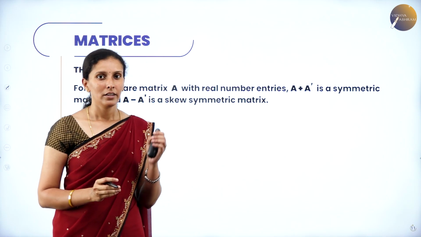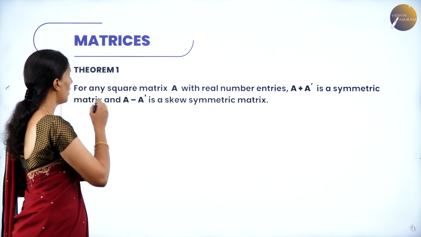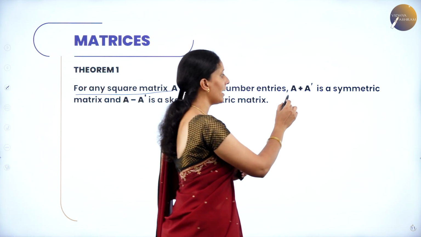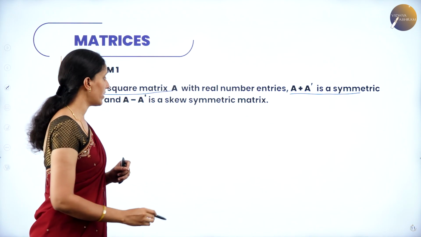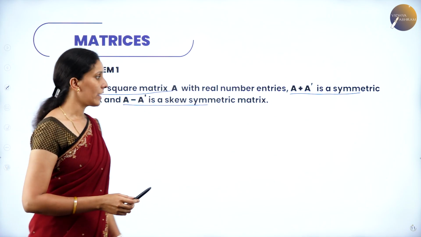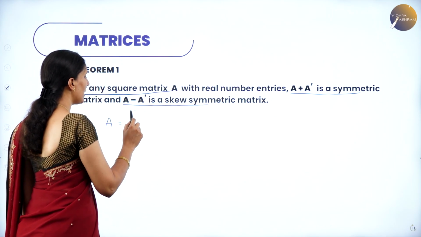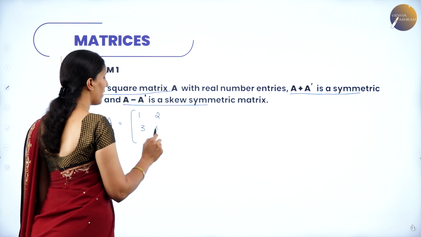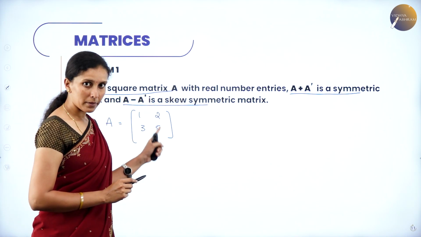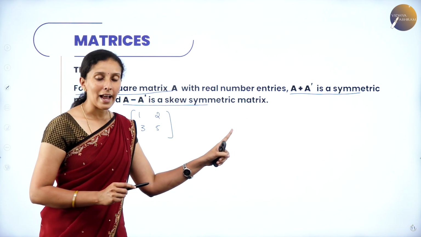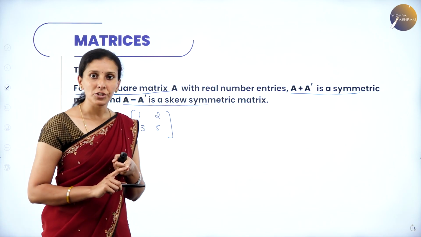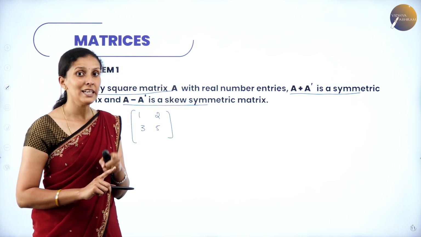Next, we come across a theorem. What does it say? For any square matrix A with real number entries, A plus A transpose is a symmetric matrix and A minus A transpose is a skew-symmetric matrix. Let me take an example: A is equal to 1, 2, 3, 5. So what does the theorem say? If A is a matrix with real number entries, then A plus A dash, or A plus A transpose, must be symmetric, and A minus A dash, or A minus A transpose, must be skew-symmetric.